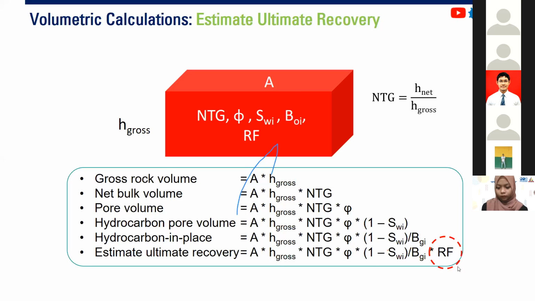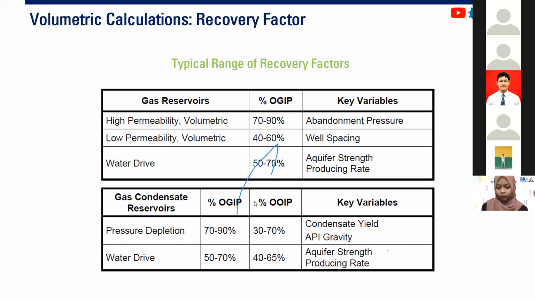And for typical values for recovery factors in gas reservoir, for high permeability and volumetric reservoir, we can reach up to 90%, depending on our abandonment pressure. In low permeability reservoir for volumetric, it will be more challenging. So maybe we can produce up to 60%, depending on our well spacing. And if we have gas reservoir with aquifer, water drive, it will be quite challenging. And maybe we can produce up to between 50 to 70%, depending on the aquifer strength and our production rate. You can see also here the data for gas condensate reservoir. Okay, but in this particular presentation, we just want to focus on gas reservoir.